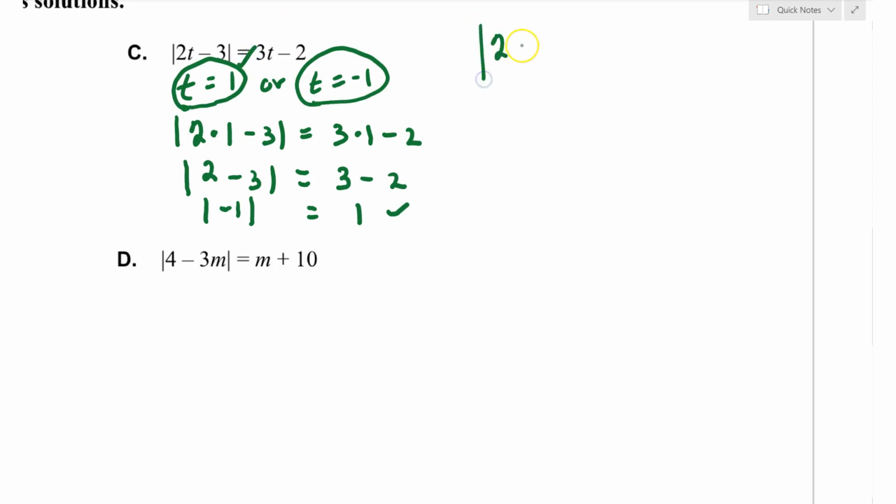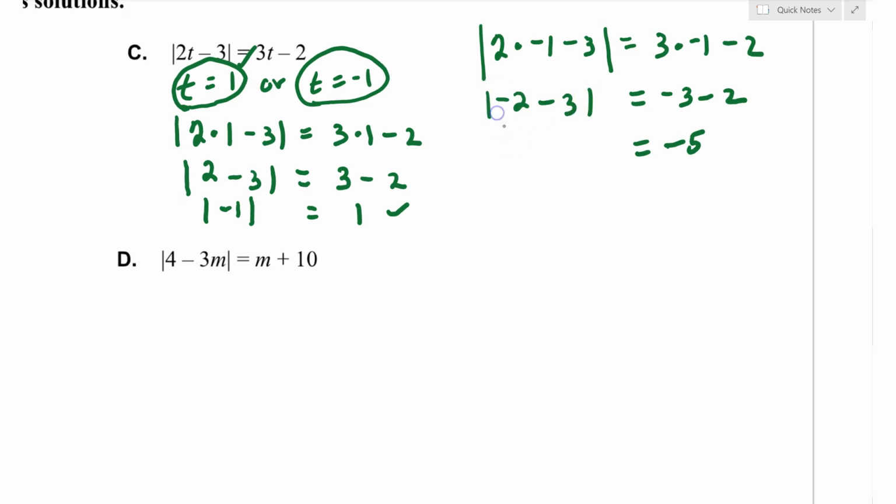So now we're going to try t equal negative 1. So 2 times negative 1 minus 3 equals 3 times negative 1 minus 2. 3 times negative 1 is negative 3. Negative 3 minus 2 is negative 5. This is 2 times negative 1 is negative 2 minus 3. The absolute value of negative 5 is not negative 5. It's not going to be negative 5. So this is not an answer. That's an extraneous solution. So t equals 1 is the solution.